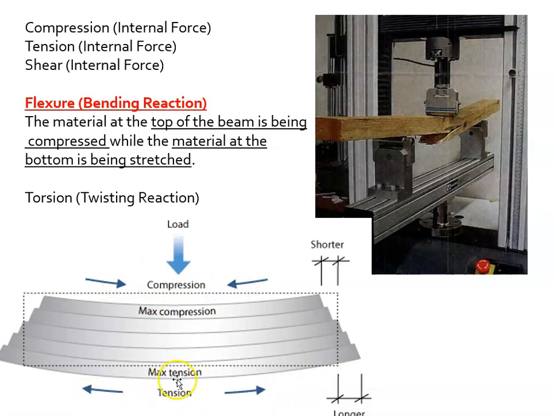Maximum tension is right down here at the bottom. Maximum compression is right here at the top. And then as we go deeper into the beam, the compression lets up and the tension lets up, and then you have this point right in the middle, the neutral axis, where nothing is happening. We will talk more about that. Okay, so that is flexure. That is our fourth, and then we have one more.